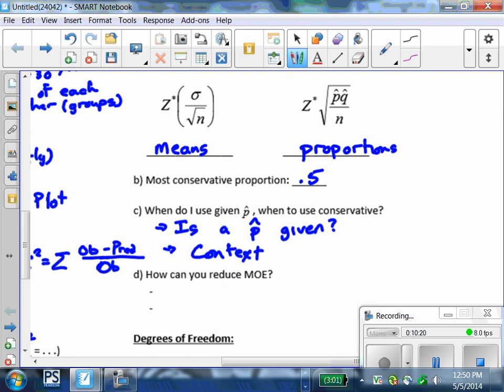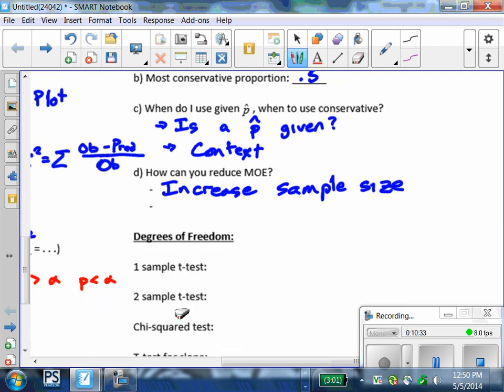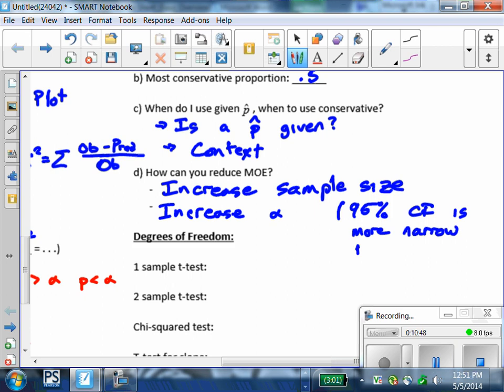Best way to reduce margin of error, increase sample size. Bigger sample size fixes so many problems in this course. So anytime you need to fix something, increase your sample size. The other way to reduce margin of error is also to increase alpha, right? Keep in mind, a 95% confidence interval is more narrow than 90%, right?